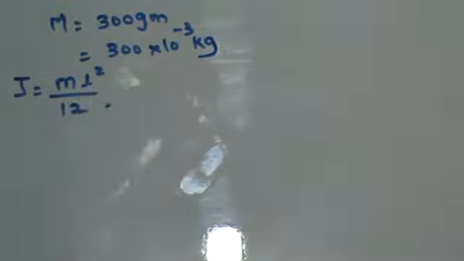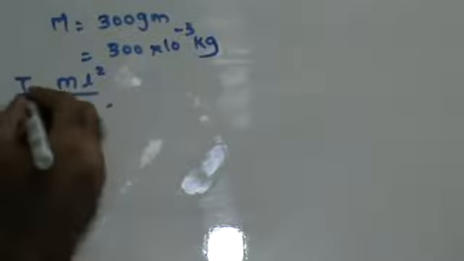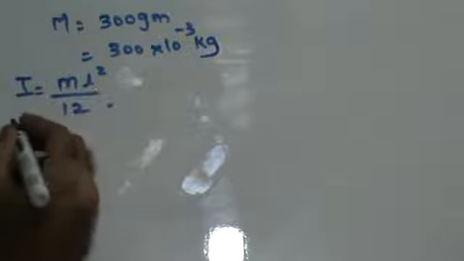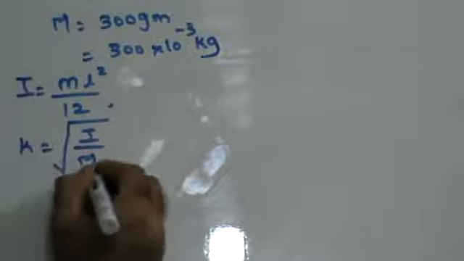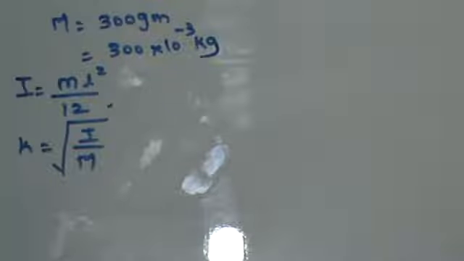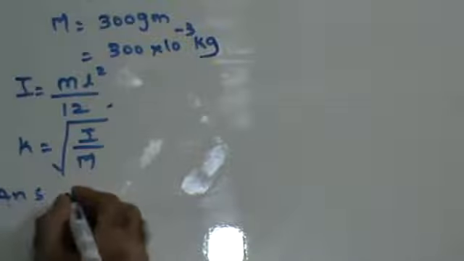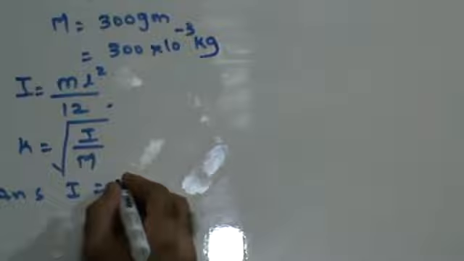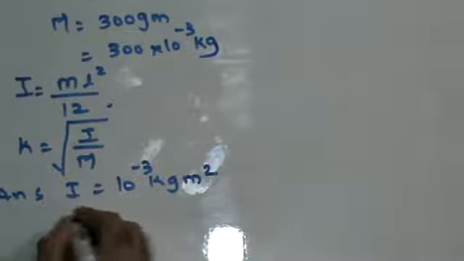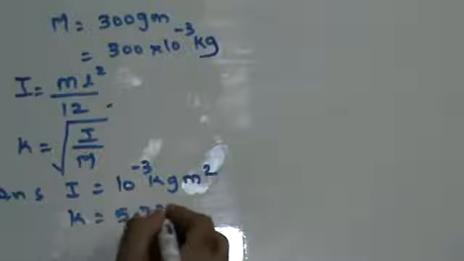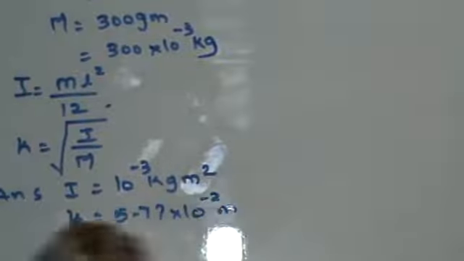I is equal to ml square by 12 for a rod. I know m, l, and 12, and k is root of I by m. M is given to me. I should be able to get the answer for this. The answer should be I is 10 raised to minus 3 kgs meter square, and k is 5.77 into 10 raised to minus 2 meters. Next, take on next one please.